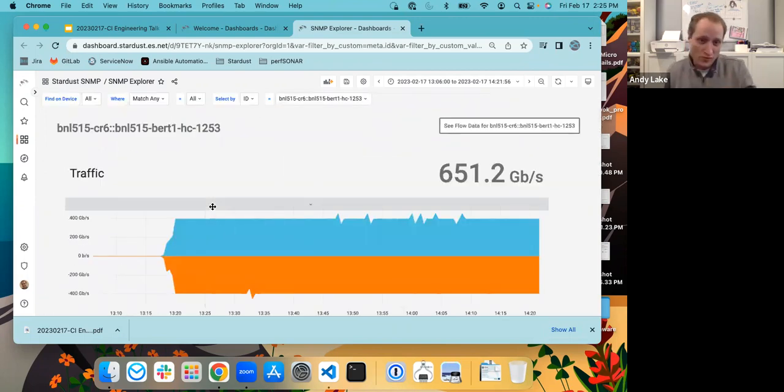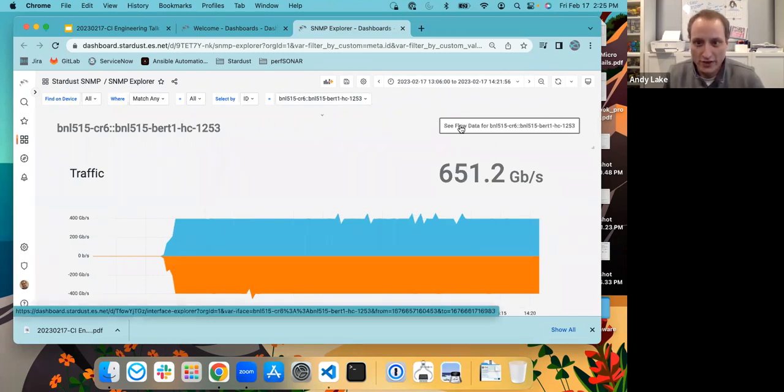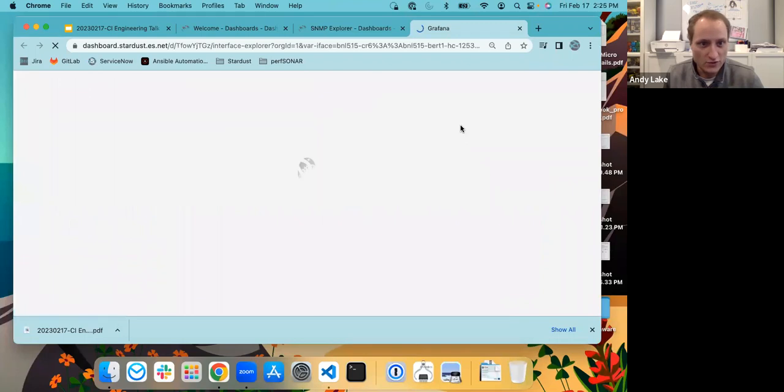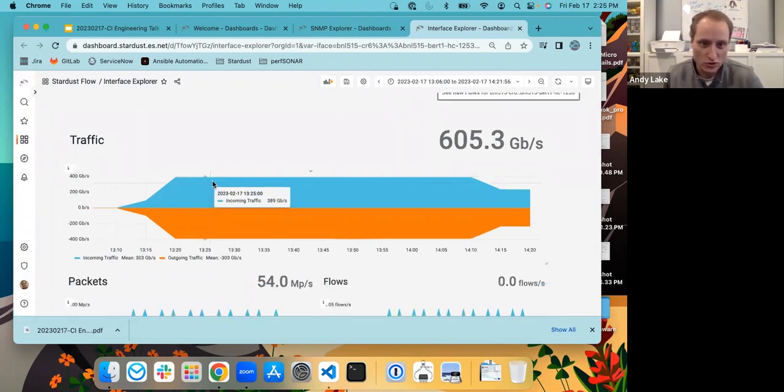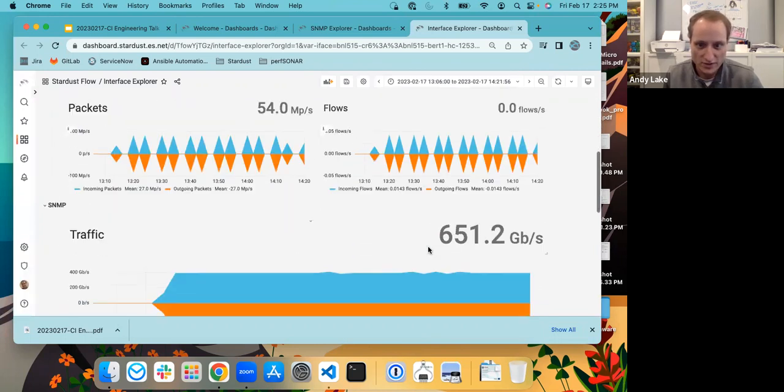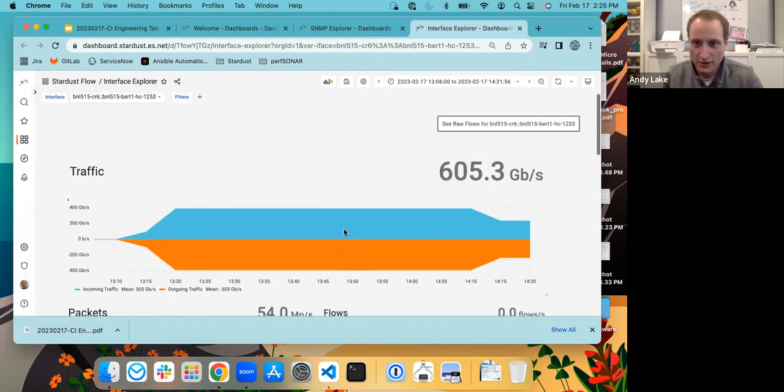The other thing too is that we've been mostly looking at SNMP. If we want to jump into the flow data, this helps me build confidence too that this is what's going on. So if we look at the flow data, this is now all flow data. You get a similar traffic graph from the flow perspective. It matches pretty nicely, so that's good. That's what we expect. Here's our SNMP graph again.